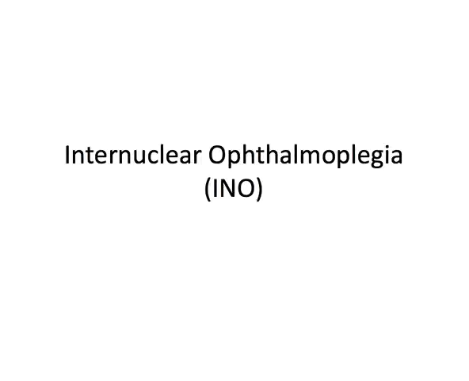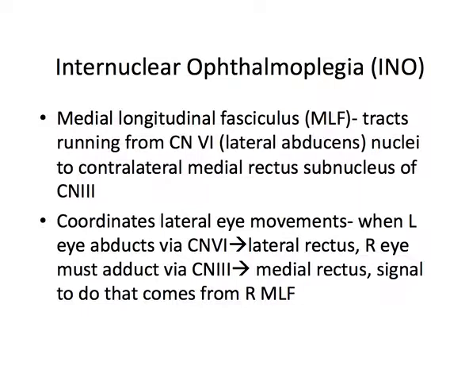Now we're going to talk about something called internuclear ophthalmoplegia, which I will refer to as INO for the rest of these slides. So an INO is a clinical syndrome that's the result of damage to one or both of the medial longitudinal fasciculi, or the MLF.